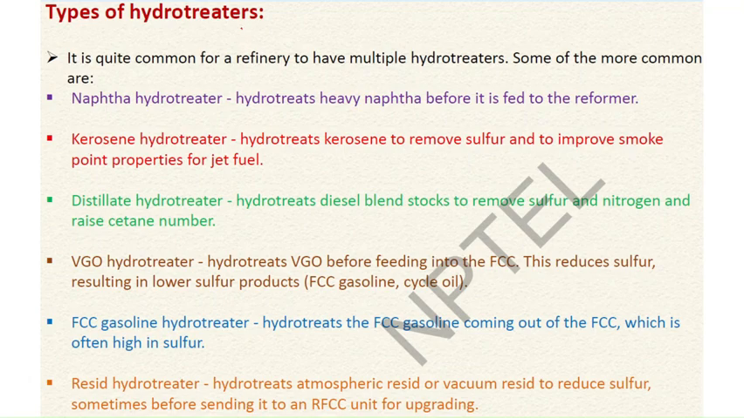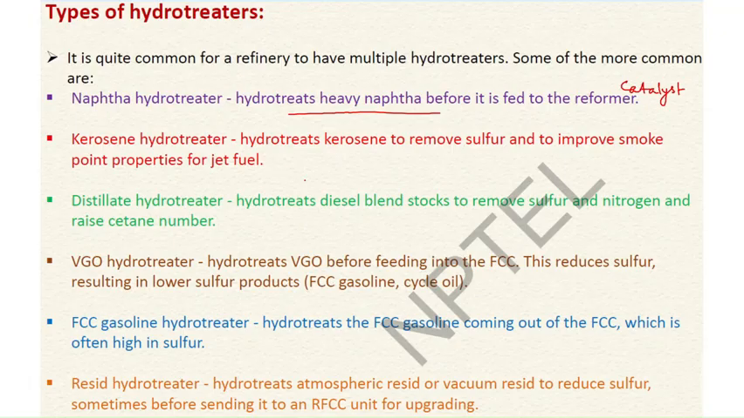Coming to the types of hydrotreaters, it is quite common for a refinery to have multiple hydrotreaters. The naphtha hydrotreater hydrotreats heavy naphtha before it is fed to the reformer, to further upgrade the naphtha. Before feeding to the reformer, where a catalyst is mainly used, we need to hydrotreat it to remove the various sulfur and nitrogen impurities. This heavy naphtha is hydrotreated before feeding to the reformer.